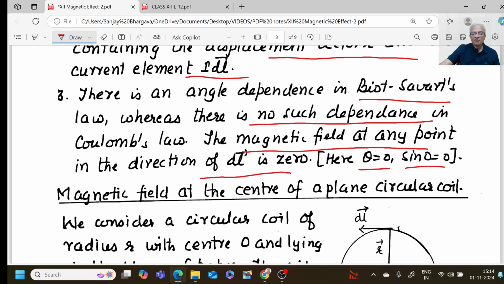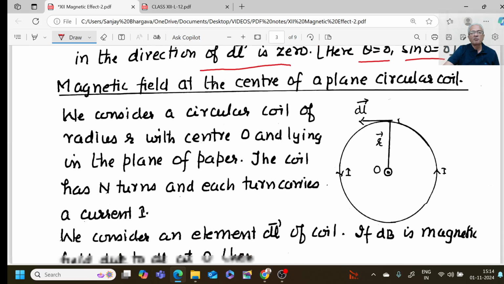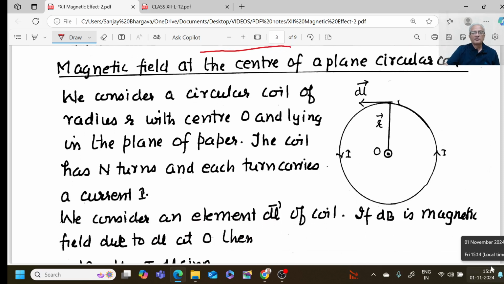The first one we pick up is magnetic field at the center of a plane circular coil. So here we have a plane circular coil of radius r carrying a current I in anti-clockwise direction. We can imagine a small dl here. The direction of dl vector would be given by the direction of the tangent at this point. So what we do is we consider a circular coil of radius r with center O lying in the plane of paper. The coil has n turns and each turn carries a current I.